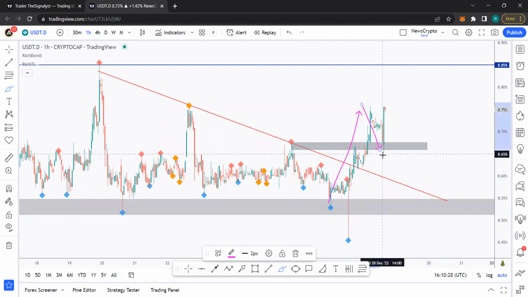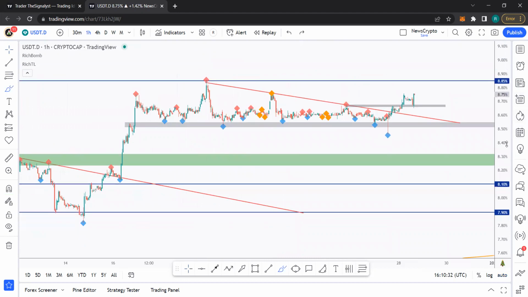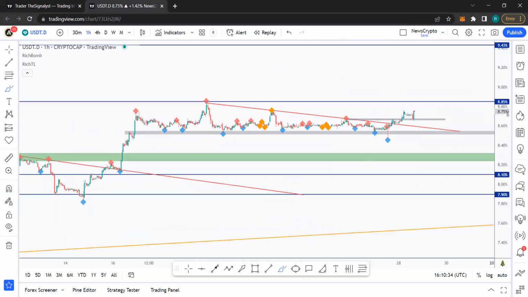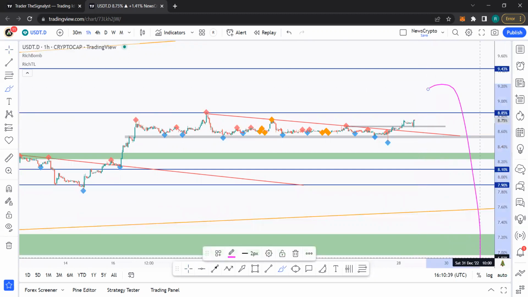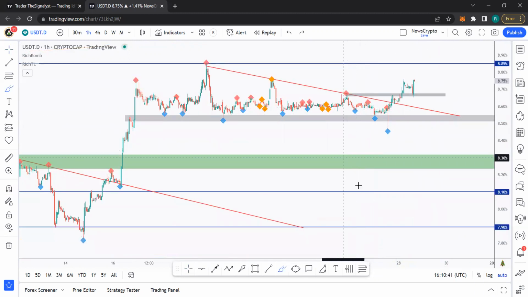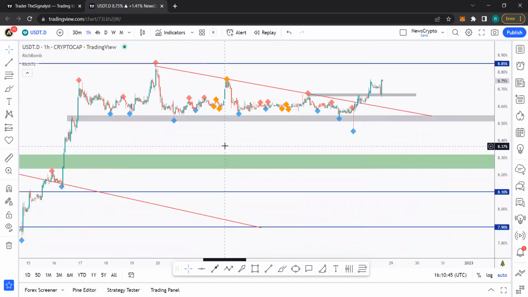So I'm expecting something like this till around the upper band, or it would be even better if we dive inside the zone, as I showed you from the daily time frame. Then we'll be expecting a bearish reversal from here. That's it for USDT dominance. What we know so far is that we are bullish.